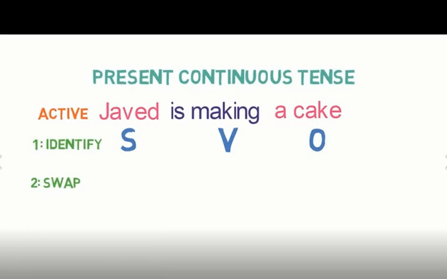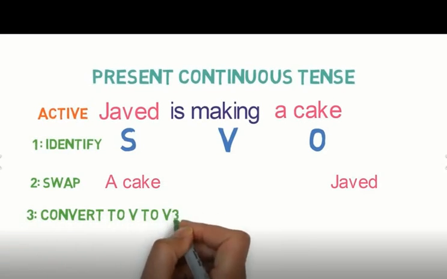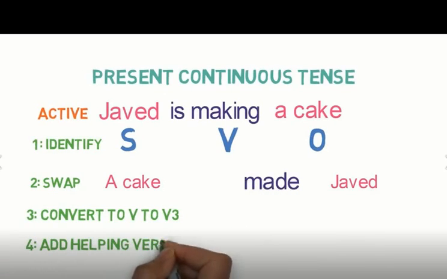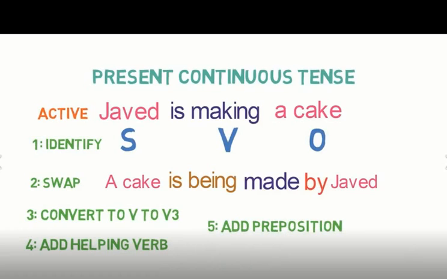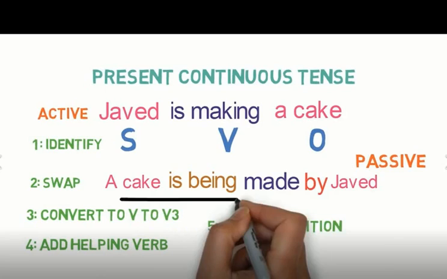And second step is to swap the position. So object to subject and subject to object. So here subject Javed and object cake. So step 3, we need to convert main verb to third form verb, that is verb 3. So make will be made. And step 4, we need to add helping verb of to be is being. And step 5, attach the preposition by before the subject. So the passive voice is finally, a cake is being made by Javed.